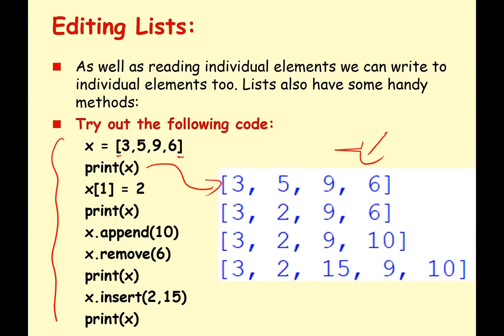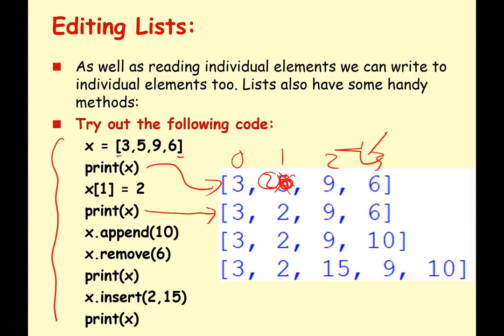Well, the computer's going to go along and go, okay, we got position 0, we got position 1, we got position 2, we got position 3. X position 1 now equals 2. So I'm going to get rid of the 5, and it's going to put a 2 in instead. And you can see that's exactly what happens when we do the next print statement. It prints 3296 because the 5 has been replaced by the 2.